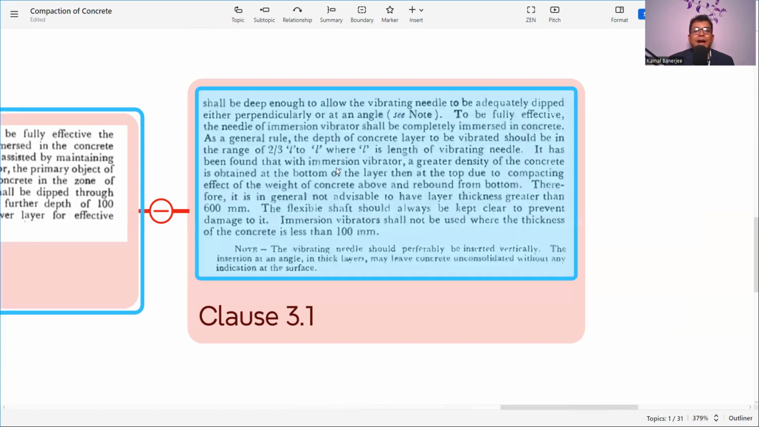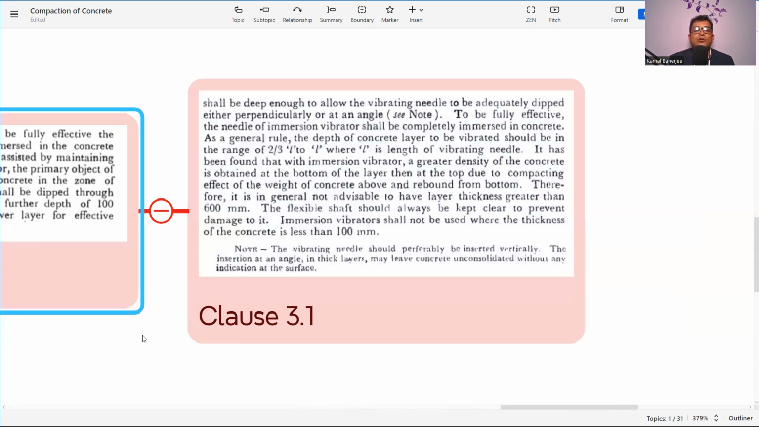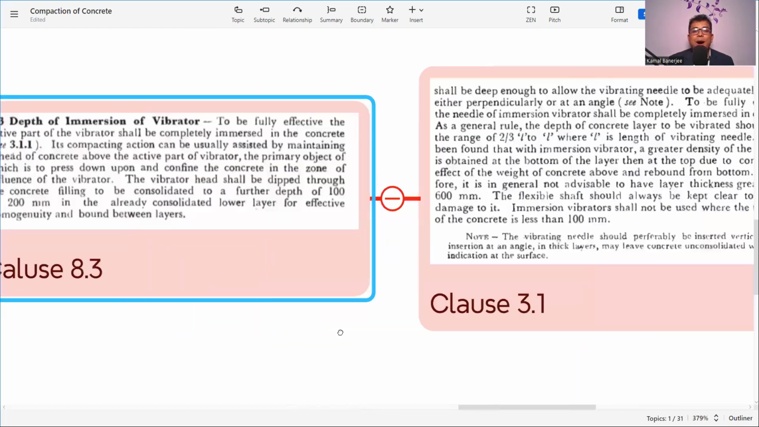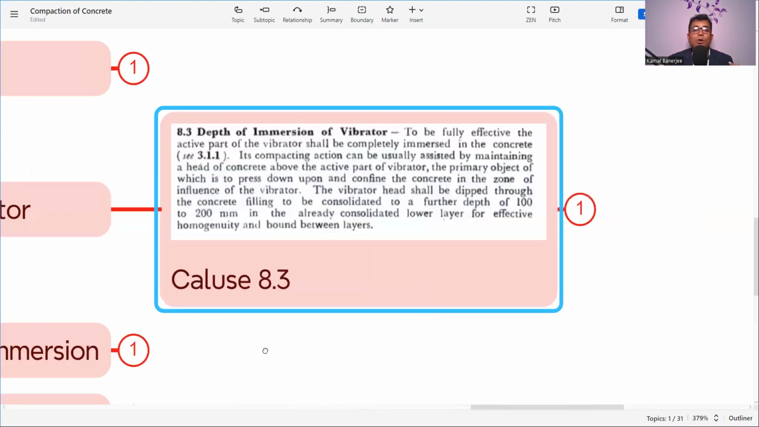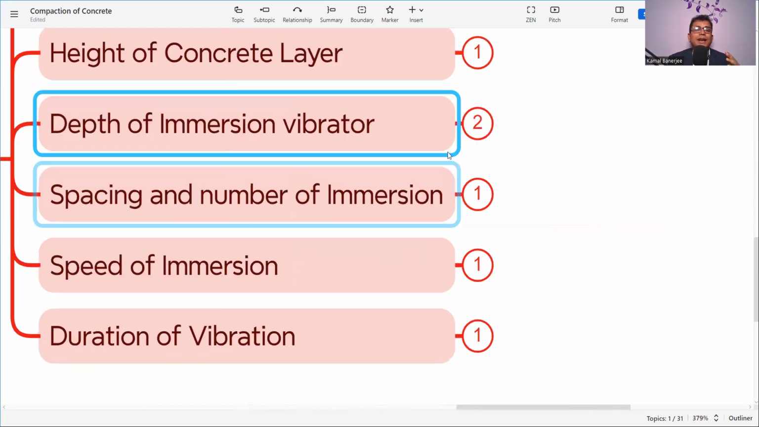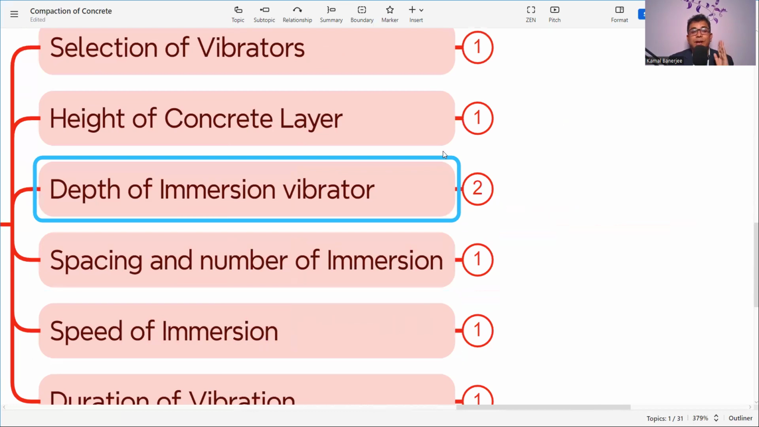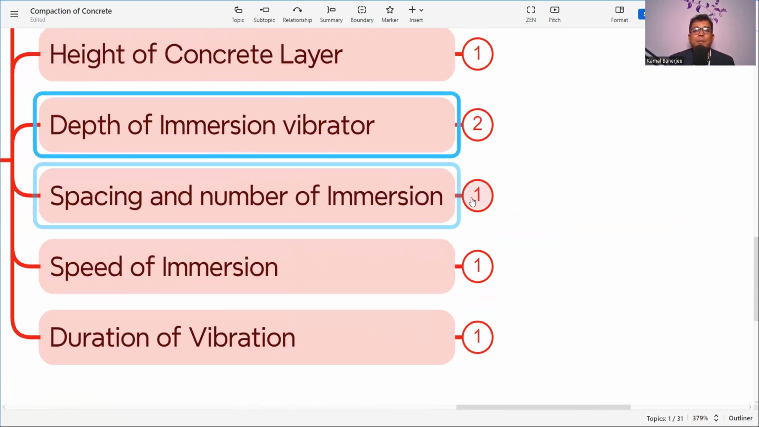It has been found that with an immersion vibrator, a greater density of the concrete is obtained at the bottom of the layer than at the top, due to the compacting effect of the weight of concrete above. Therefore, it is generally not advisable to have a layer thickness greater than 600 mm. So 600 mm is the maximum; beyond that we cannot go. So we select the vibrator, we select the height of the concrete layer, we see the depth of immersion. Now, spacing and number of immersions.